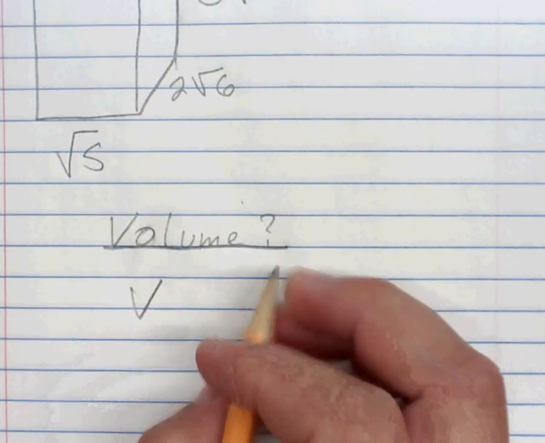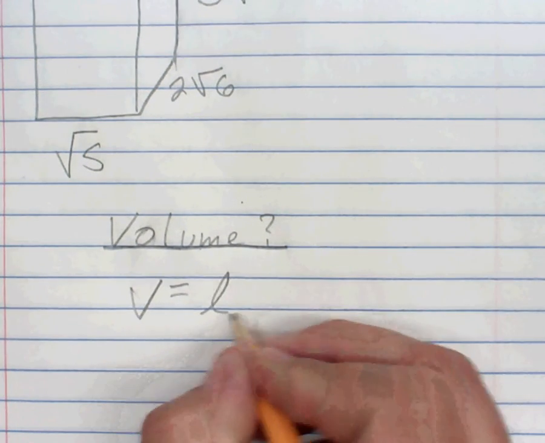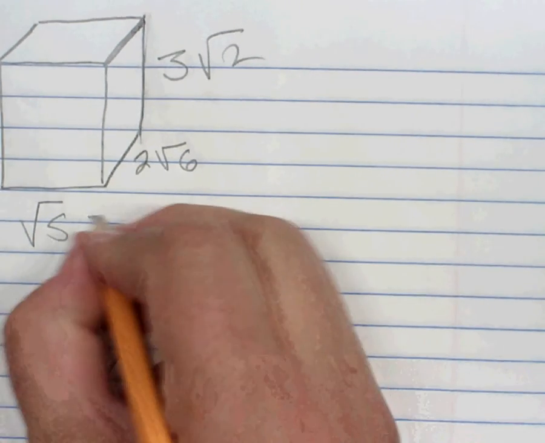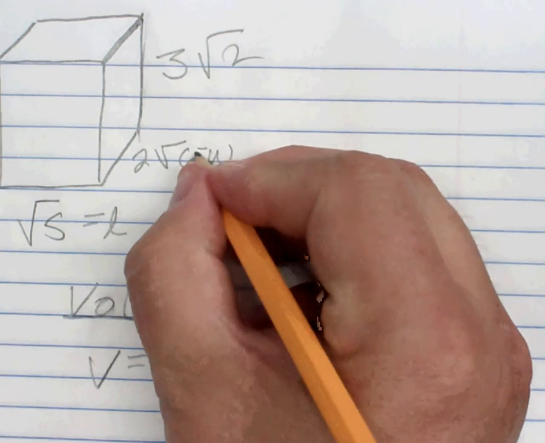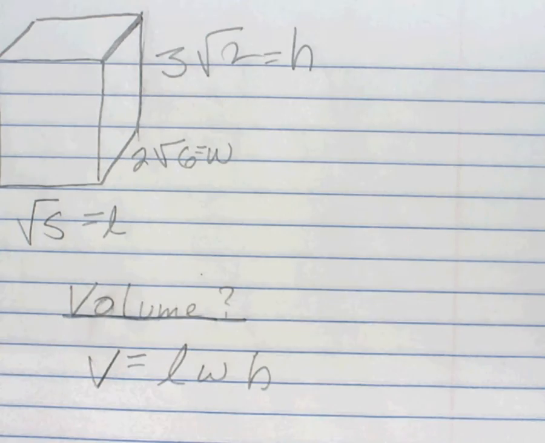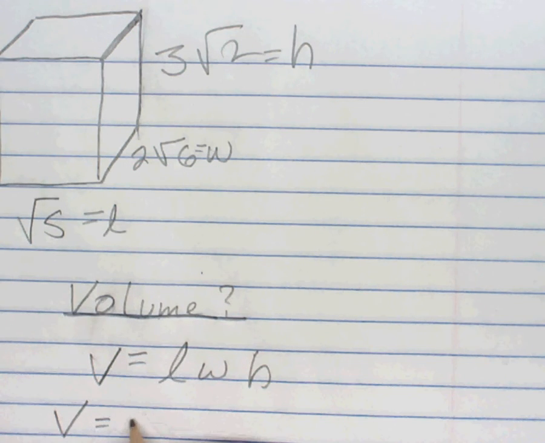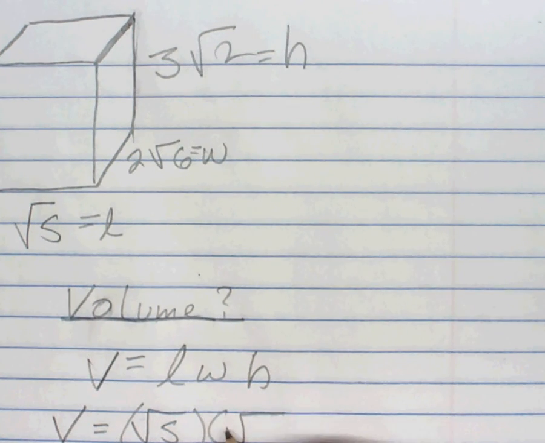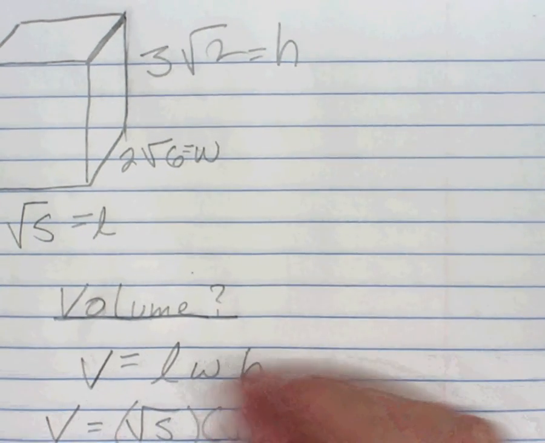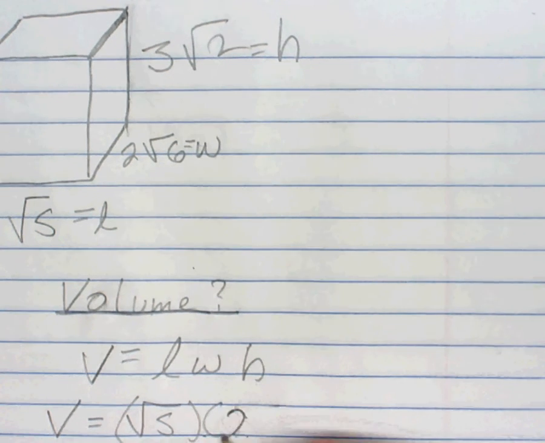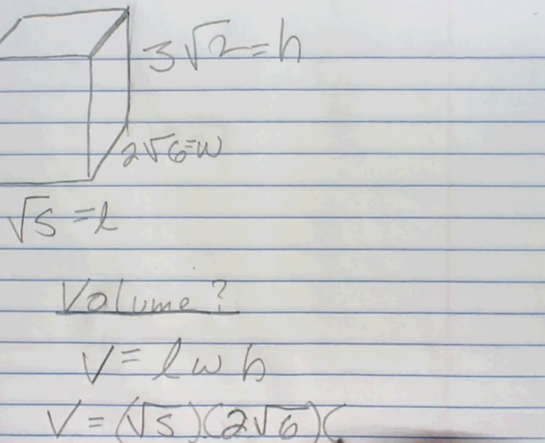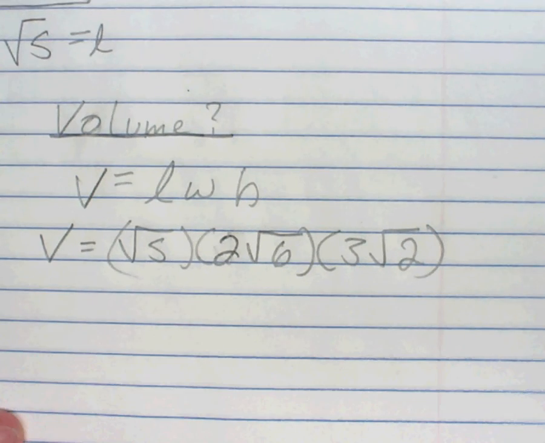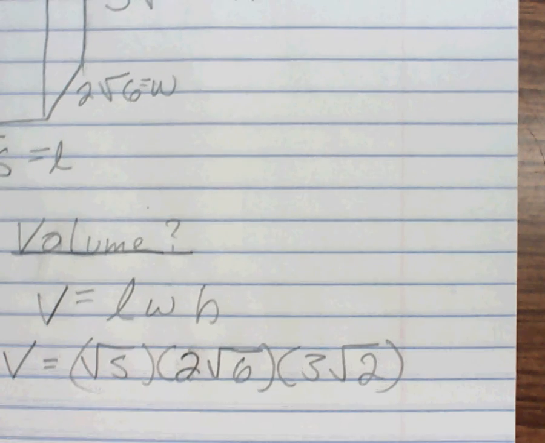Well, the volume of a rectangular prism or a box is just going to be the length times the width times the height, right? So it doesn't matter. I could say this is the length, this is the width, and this is the height. In other words, the volume of this thing is going to be the square root of 5 times 2 root 6 times 3 root 2. Okay? You guys got that written down?